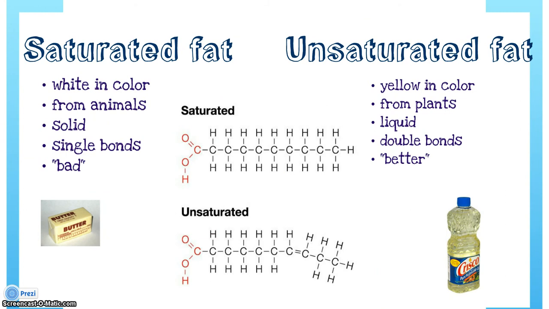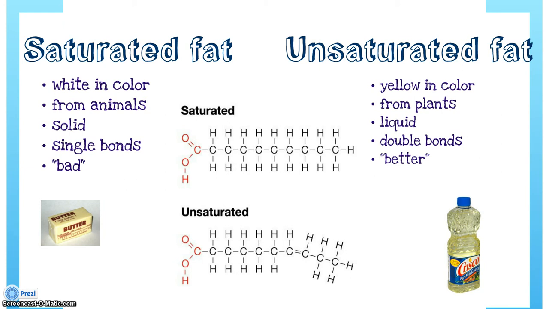I'm sure that you have heard about all the media attention on saturated and unsaturated fat consumption. Well, here's a little bit extra info for you. One is their saturated fats. These are a little bit more white in color. They do come from animals. They are solid. They have single bonds.